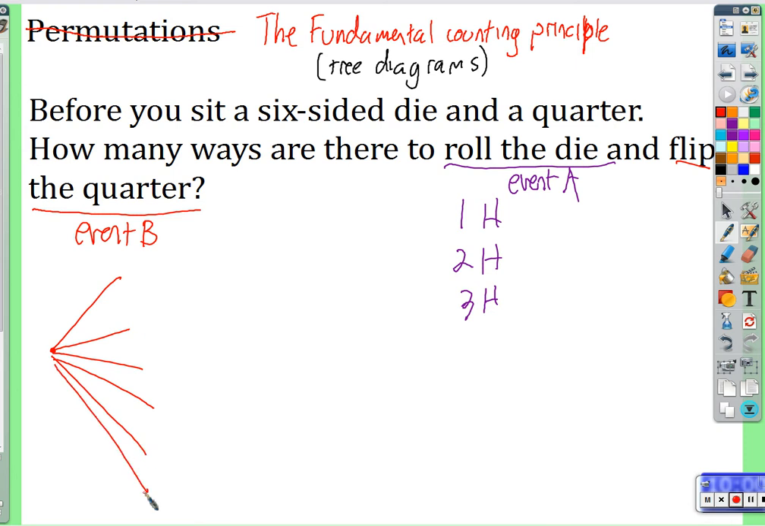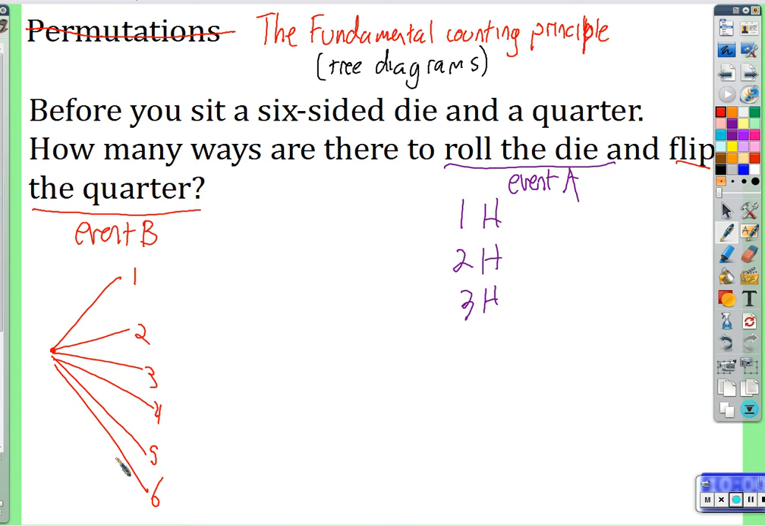Okay. This one ends in a 1, this one a 2, this one a 3, this one a 4, 5, this one a 6. So each of these lines we call a branch. And you can go down any of these branches to the result of that event, the ways that event can happen. So event A can be a 1, event A can be a 2, 3, 4, 5.